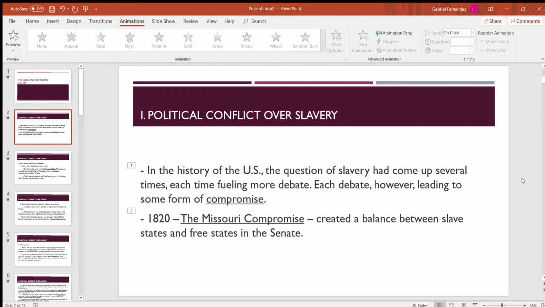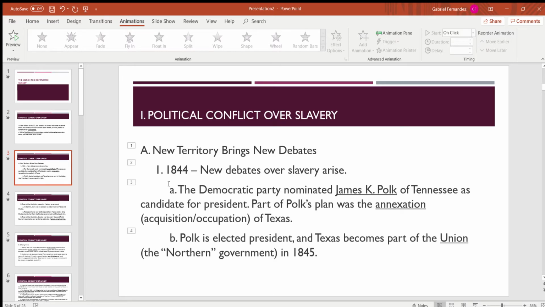One kind of compromise, definitely relevant to the issue of slavery and pre-Civil War America, was the Missouri Compromise of 1820. When this was passed, it created a balance between slave states and free states in the Senate. The Senate today is one half of Congress, with 2 senators per state. At the time, we did not have 50 states in America, but there was a balance between the power given to the slave states and the power given to the free states. If you know anything about power, it's that people are never happy with the amount that they have. So, new territories bringing new debates.